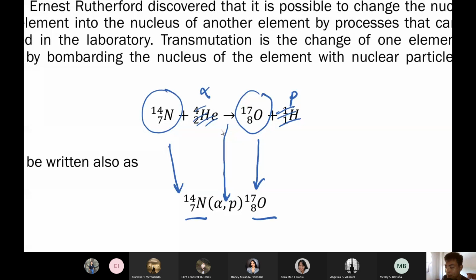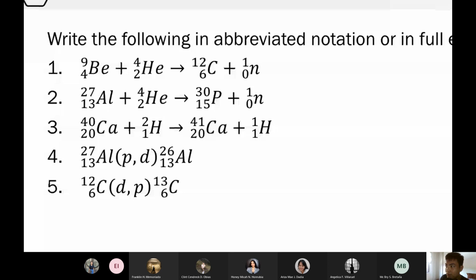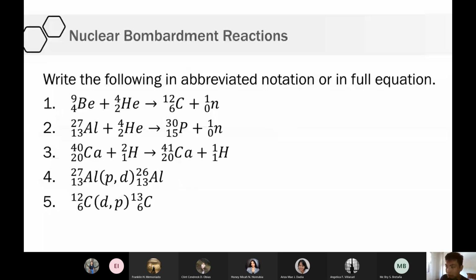Okay? Turuan ko kayo how to abbreviate these symbols into our notation. Okay? The transmutation notation. For example, we have this one. We have 9-4 beryllium, helium 4-2, 12-6 carbon, 1-0 neutron. Okay. Ano yung mga elementary particles mo dyan? Yung helium, alpha yan. Yung neutron, letter N lang yan. So, ibig sabihin, you can rewrite this as 9-4 beryllium, parenthesis, alpha, comma, neutron, close parenthesis, 12-6 carbon. Okay?